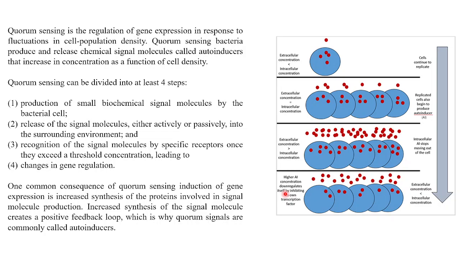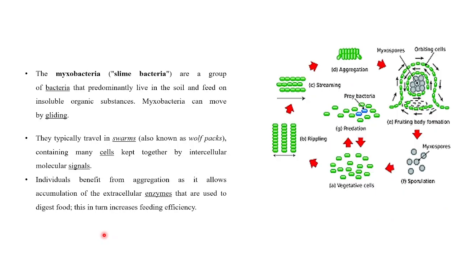It is forming a positive feedback loop, and that is why these quorum signals are also called autoinducers. What does auto mean? Auto means automatic, what happens automatically basically. So these inducers are auto-inducing themselves. These are getting produced, they are going back in a positive feedback loop. That's why they are called autoinducers.